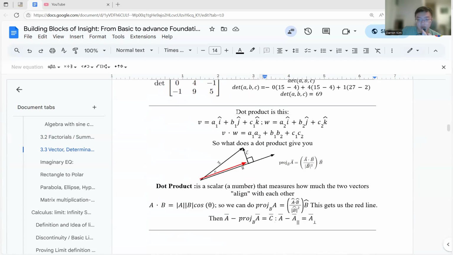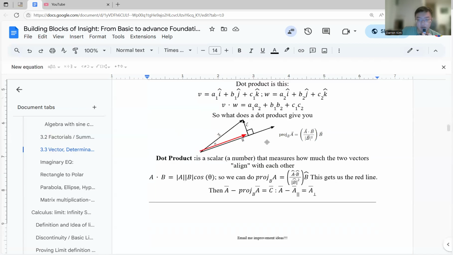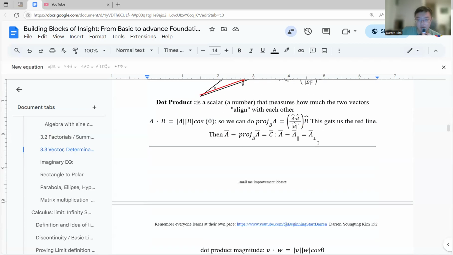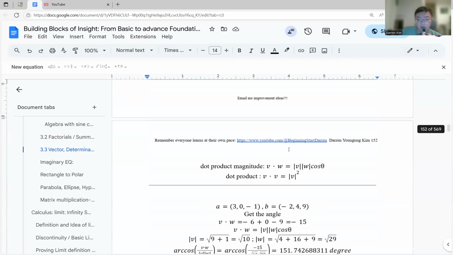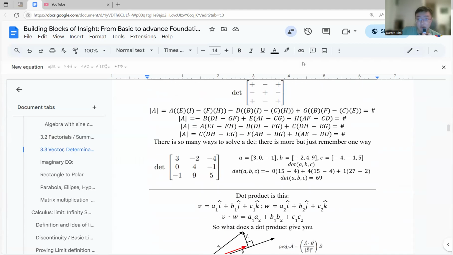Anyways, what is this? Dot product. Dot product is basically a way to get projections and perpendicularity or something like that. And then there are some properties of it. I haven't finished it, so that's pretty much all I'm going to say over here.